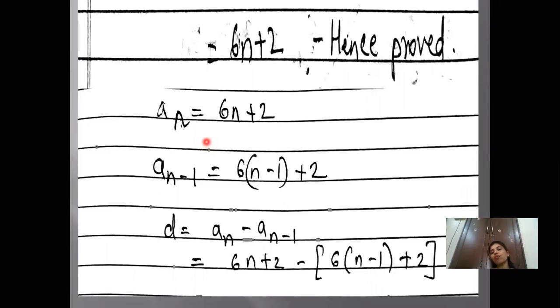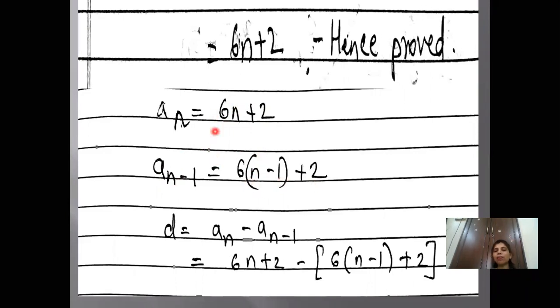So for that, when we are finding the d, suppose if we want to find the d, we subtract A2 minus A1 maybe. A3 minus A2 is also equal. So that is how we show it. So now as an value is given in form of equation, we will be using an is 6n plus 2, and an minus 1, where n is there you will be substituting n minus 1. So we'll be writing 6 bracket n minus 1 plus 2.